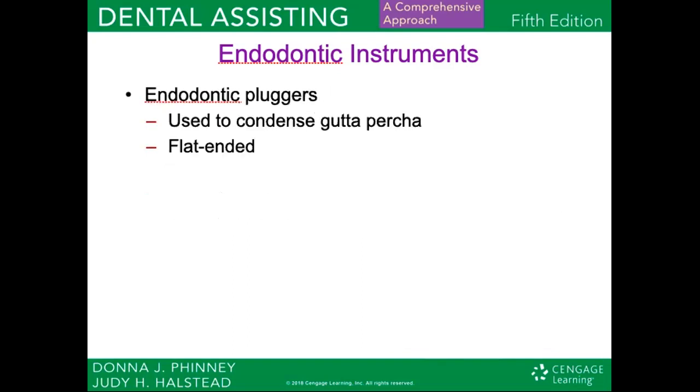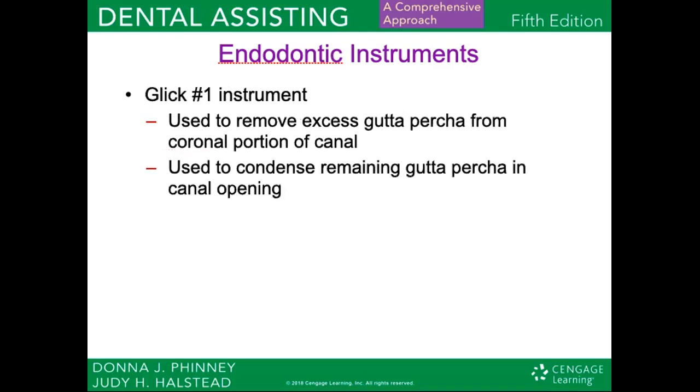An endodontic plugger looks very much like a spreader, except it has the flat end, and it is used to condense gutta percha. It is used to condense gutta percha vertically. The Glick number 1 instrument is used to remove excess gutta percha from the coronal portion of the canal and to condense the remaining gutta percha in the canal opening.